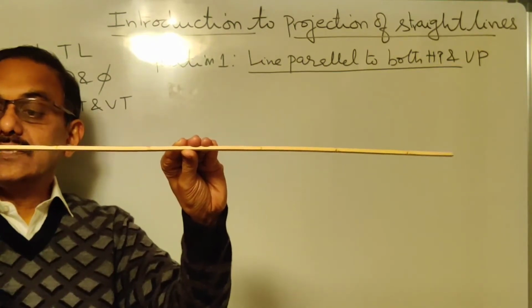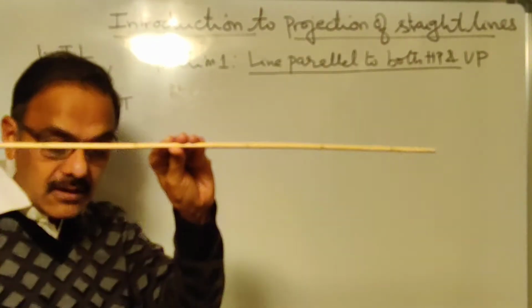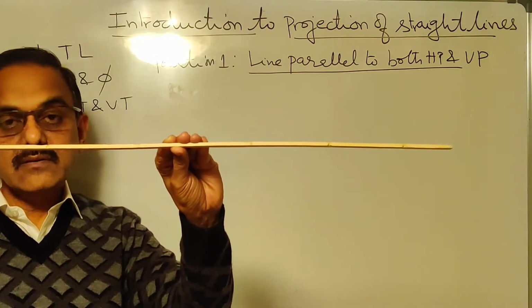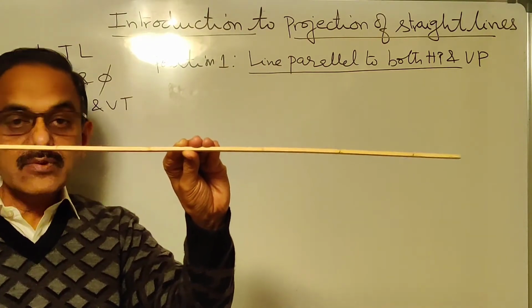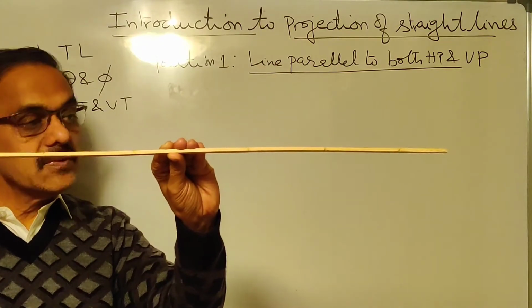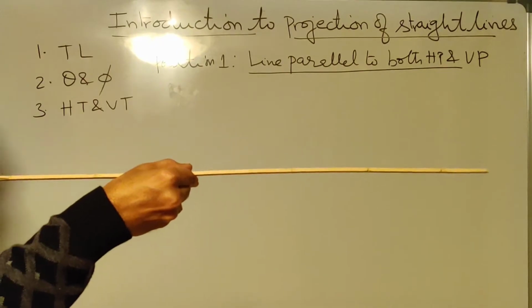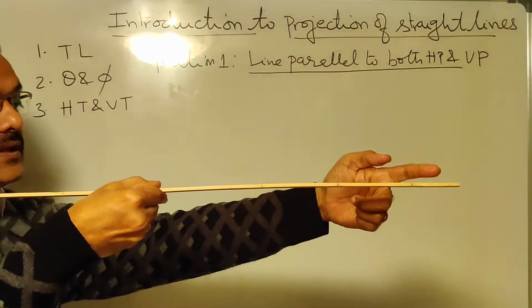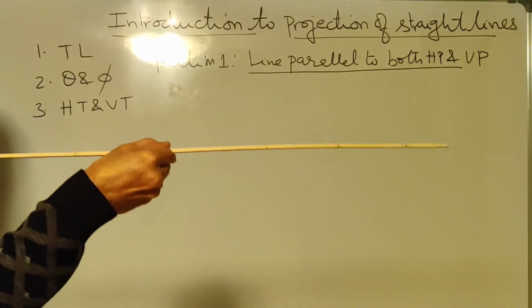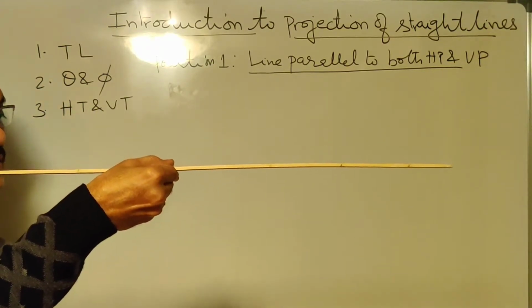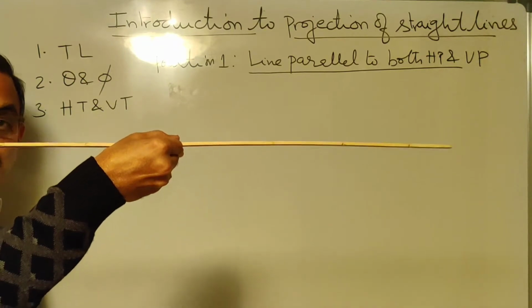When this end and this end of the line are at the same distance from HP, I can say the line is parallel to HP. In fact, they are at the same distance from HP. Similarly, is the line parallel to VP? Yes, of course. This end of the line and this end of the line are at the same distance from VP, so I can say it is parallel to VP. So, in fact, the line is parallel to both HP and VP here.